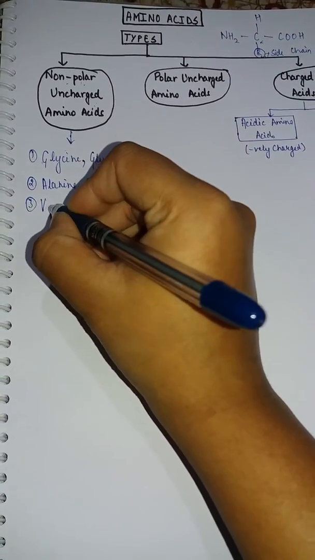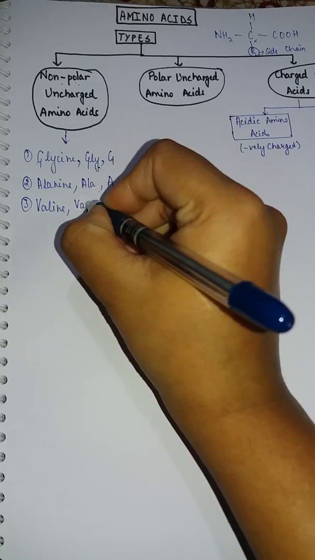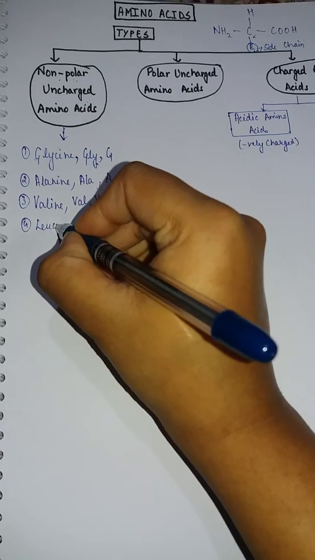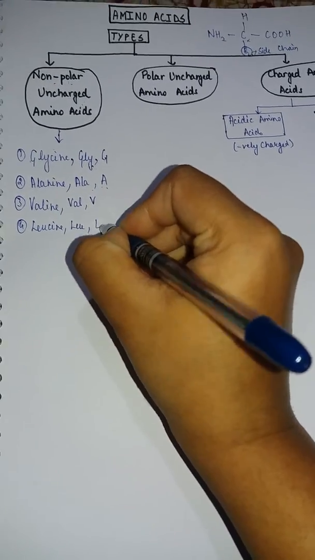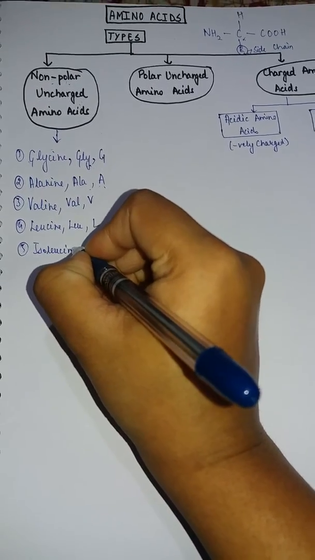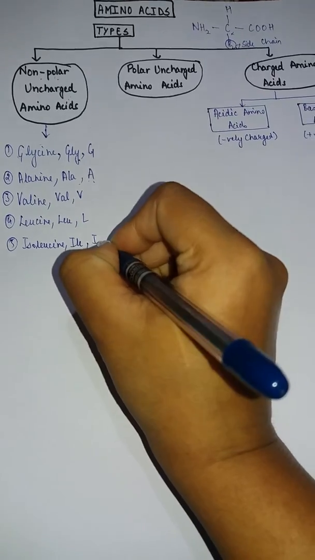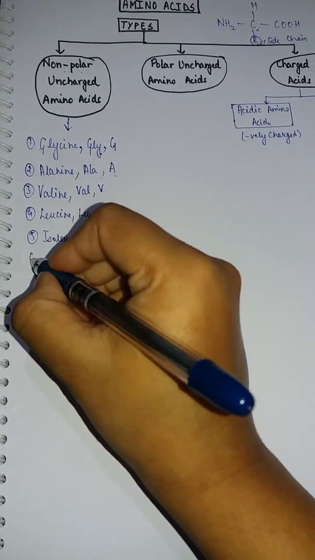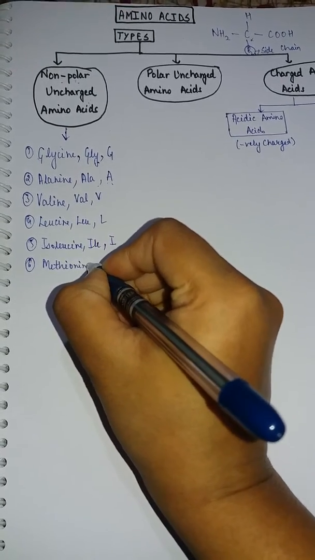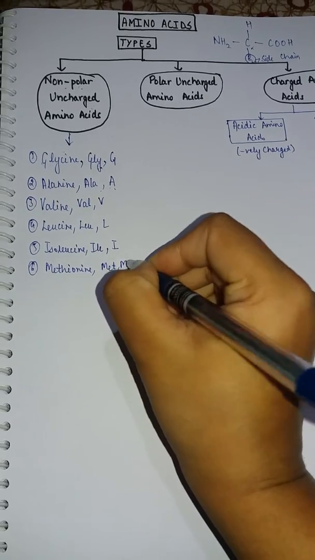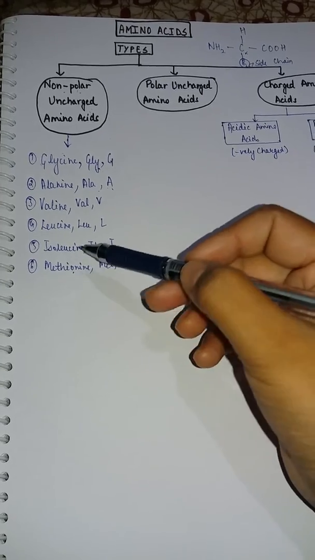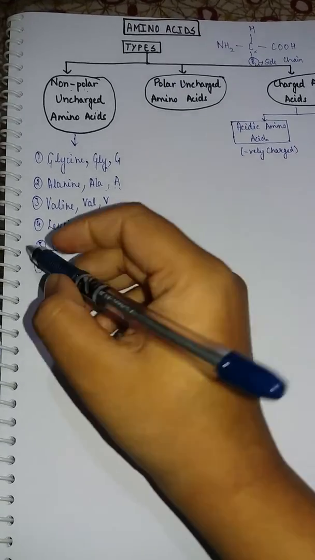After glycine there comes valine. Its one letter code is V and three letter code is VAL, valine. Then comes leucine, LEU and L. Then comes isoleucine. Its three letter code is ILE and one letter code is I. Then comes methionine. So one thing you must keep in mind is that methionine and cysteine are the only two amino acids which contain sulfur in the chain. They are methionine and cysteine.